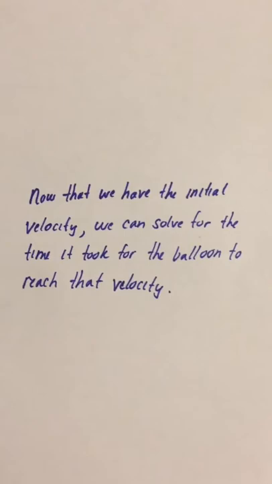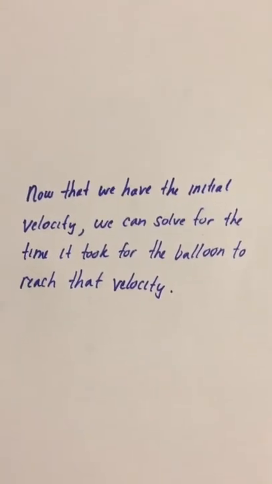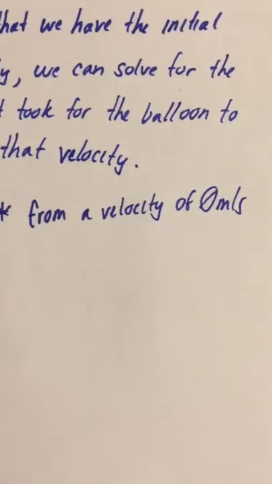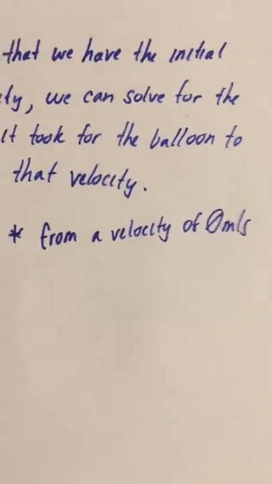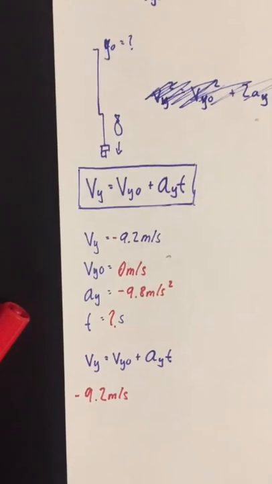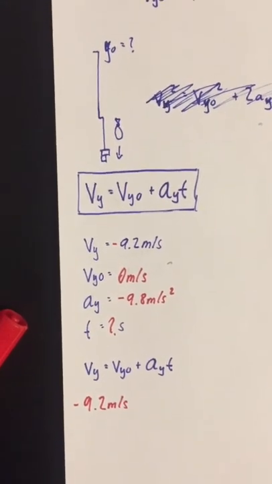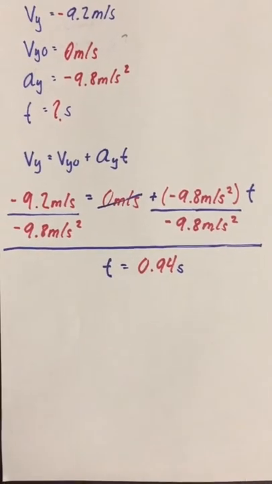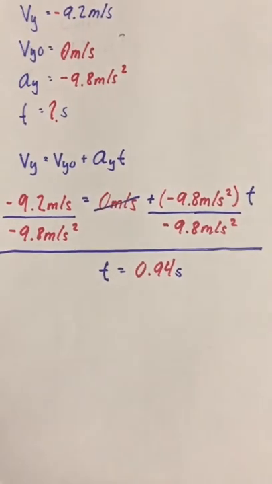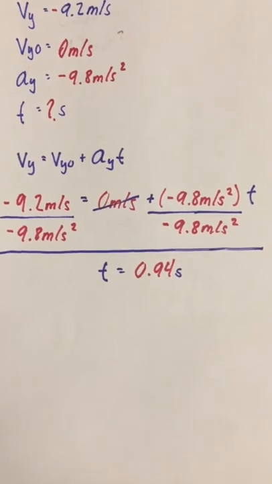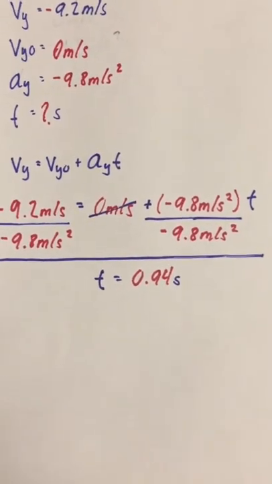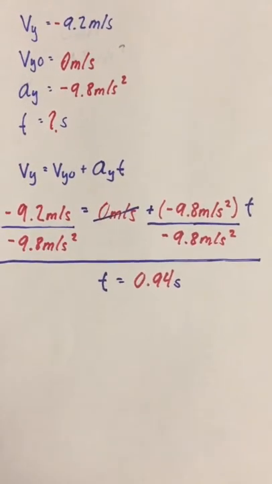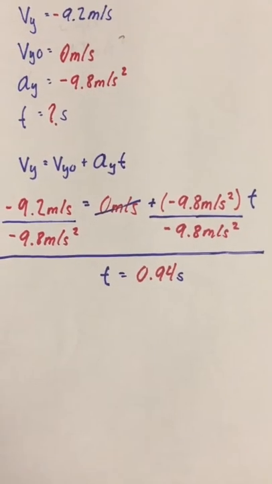Now that we have the initial velocity, we can solve for the time it took for the balloon to reach that velocity from a velocity of 0 meters per second. Ignore the bottom part for now, but these are our variables. From plugging in our variables, we see that the time it takes for the balloon to reach a negative 9.8 meters per second velocity from a 0 meters per second velocity is 0.94 seconds.